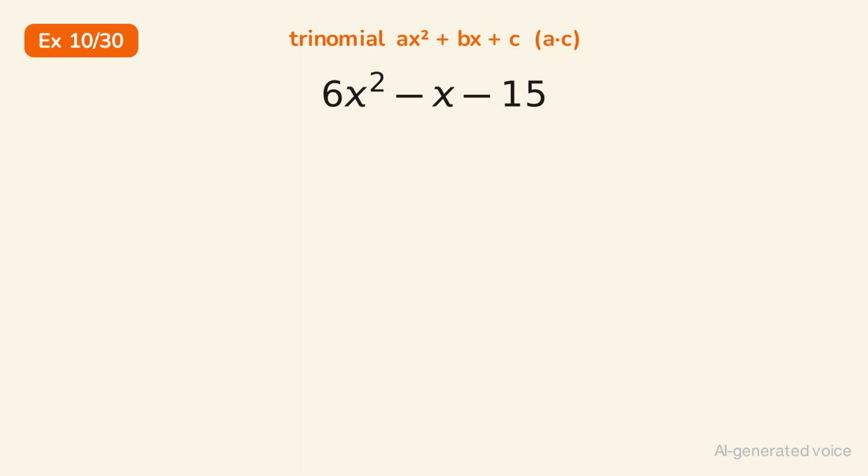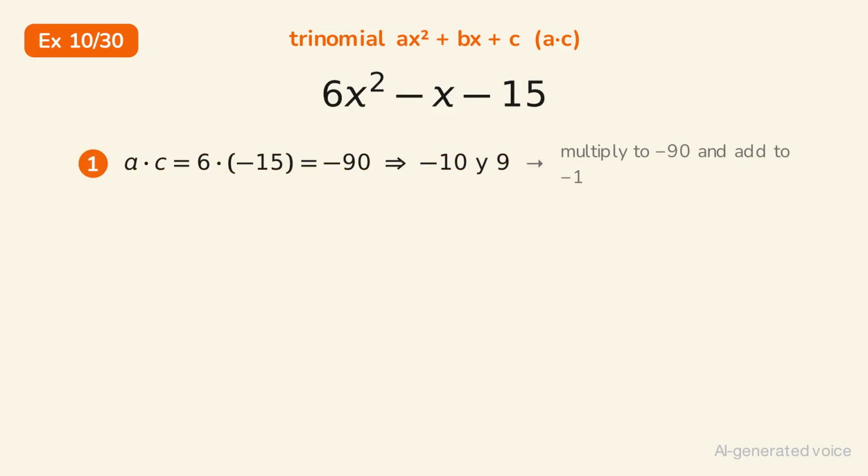Let's factor 6x squared minus x minus 15. 3 terms, and x squared has a number in front, a 6. There we use the a times c method. We multiply the ends. a times c, 6 times minus 15, is minus 90, and we look for 2 numbers that multiply to minus 90 and add to minus 1. They're minus 10 and 9.